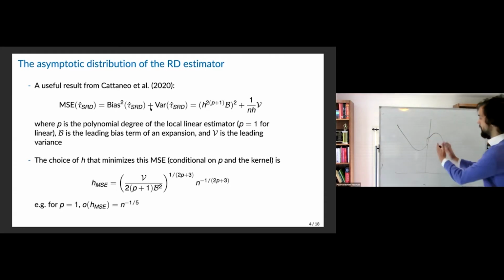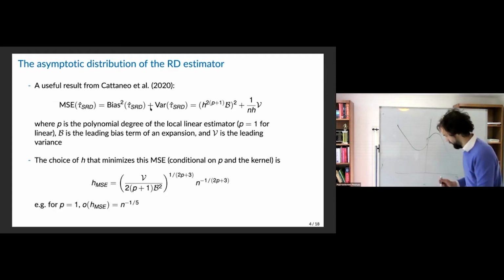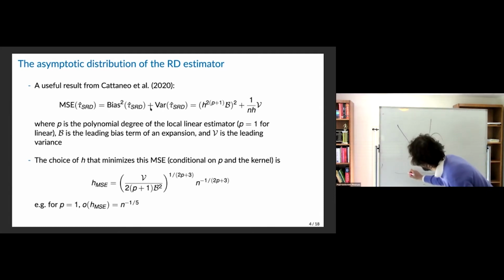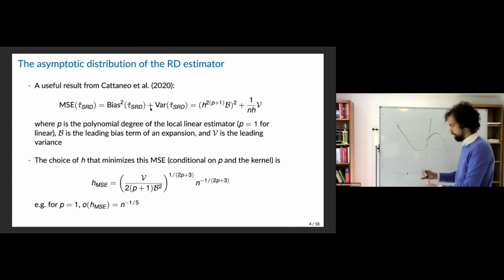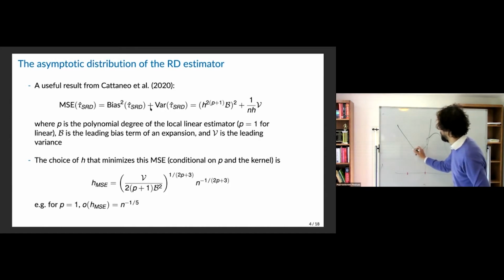Obviously, if we have a big bandwidth, so say we picked a bandwidth from here to here, and we fit a line, it's going to be a pretty poor line. I'll do it in magenta. It'll look like this. So there'll be serious bias, and this will be our bias term here.